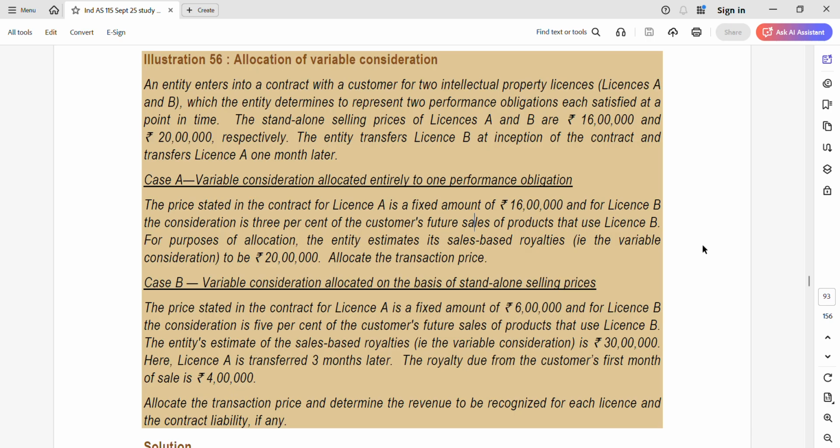Let's quickly take a look at one good question from Ind AS 115 illustration 15. The main reason I began sharing this is it was asked in your September 25 mock, so it is all the more important. So do check it out.